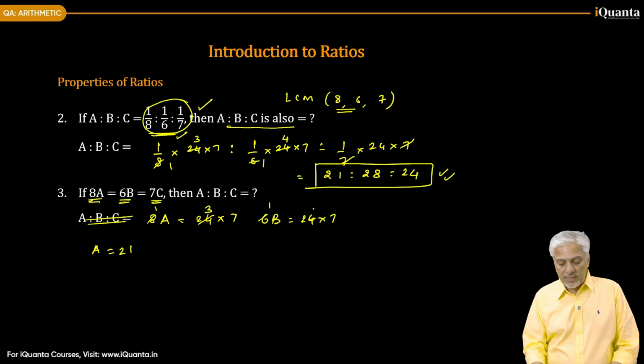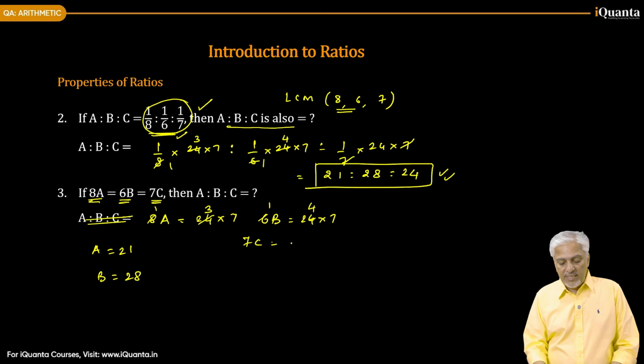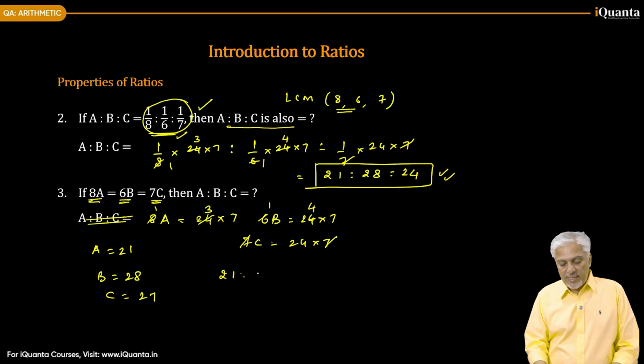So 6 ones are 6, 6 fours are 24. Therefore, b will be 28. And we have 7c is equal to 24 into 7. 7 cuts out. And we've got c is equal to 24. So the ratio becomes 21 is to 28 is to 24.